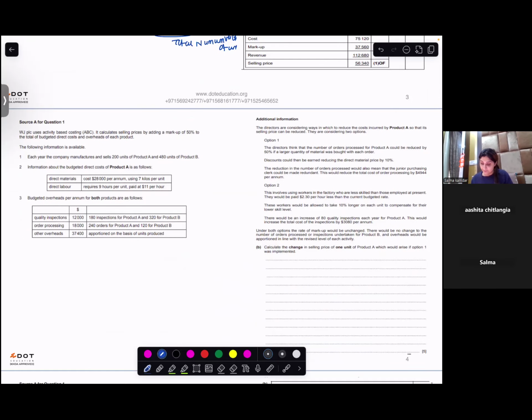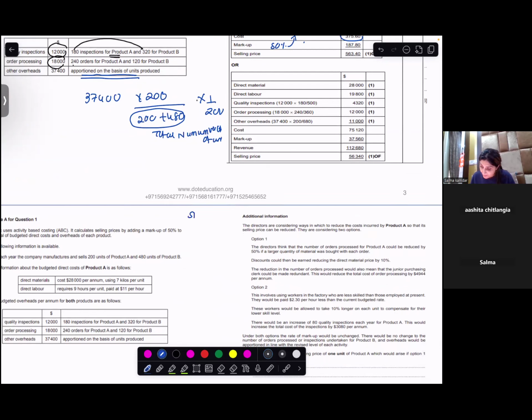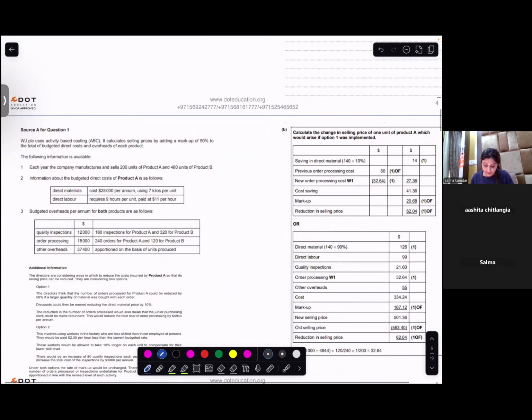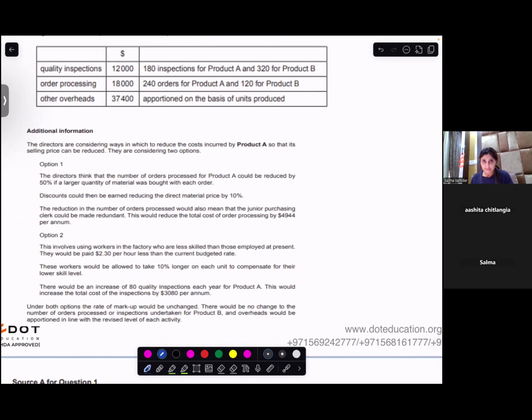Now we've got the selling price for product A as 563.40. Now read the additional information. The directors are considering ways in which to reduce the costs incurred by product A so that its selling price can be reduced.